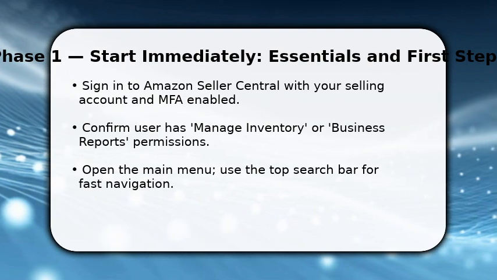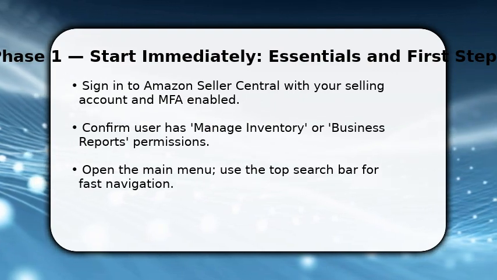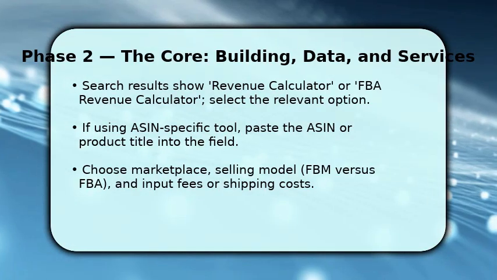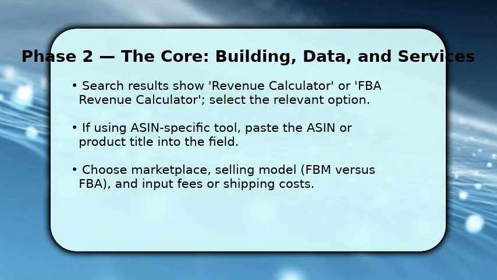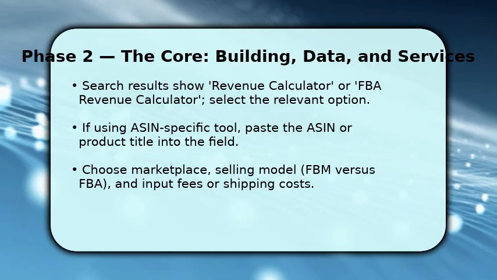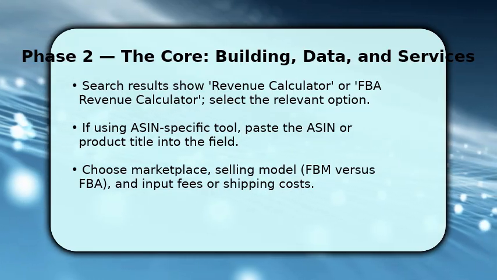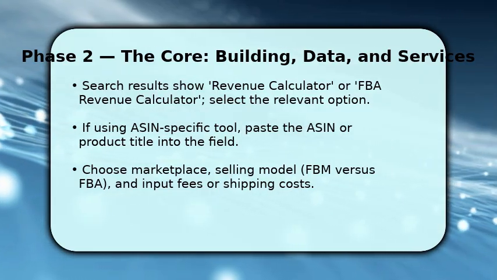Once you open the calculator, select the version for your needs, General Revenue Calculator or the ASIN-specific FBA tool. Paste the ASIN or product title when prompted. The tool pulls current fees and referral rates for that product.